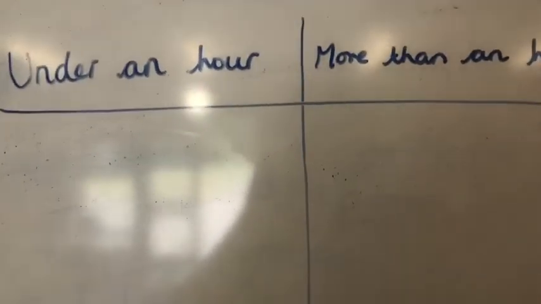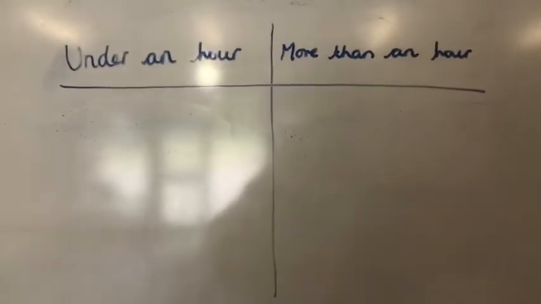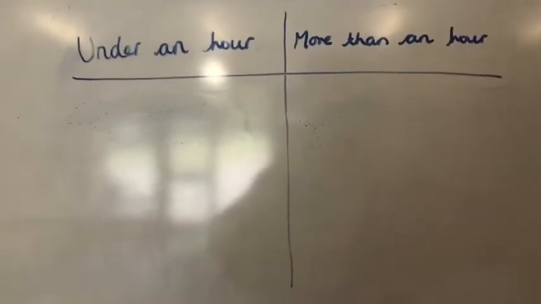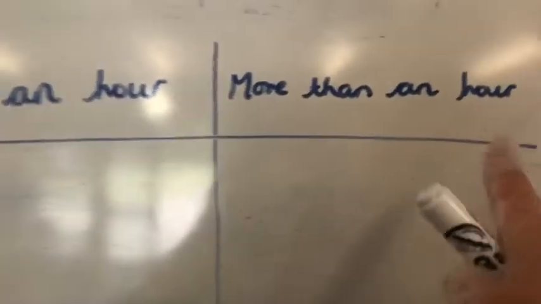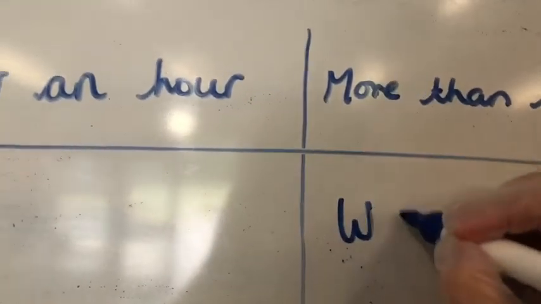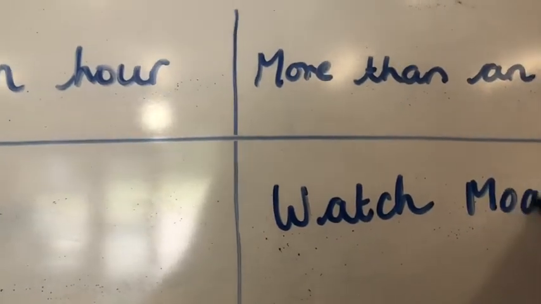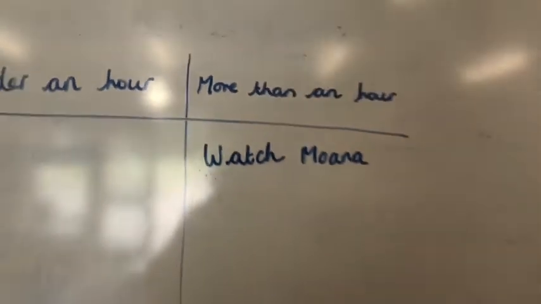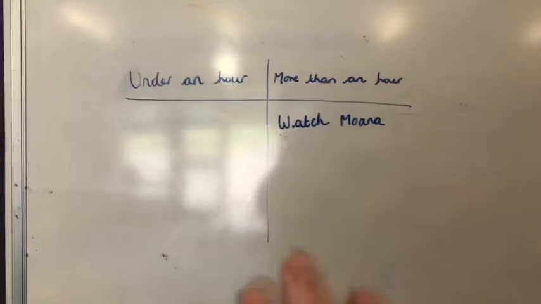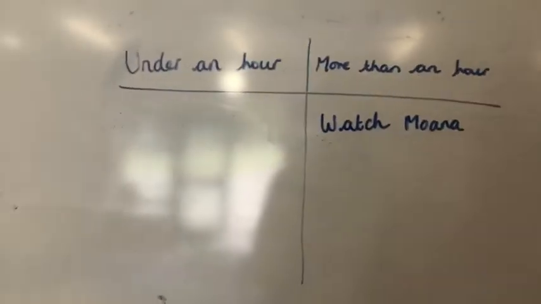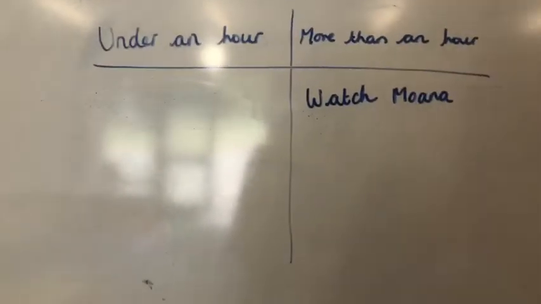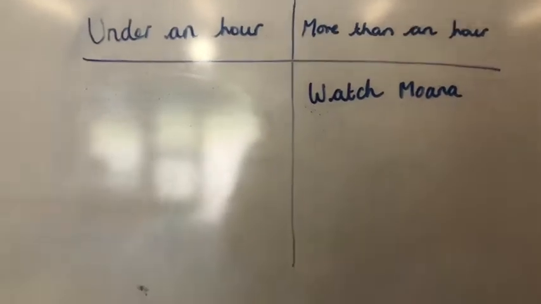So for example, if you were going to watch Moana today, I know this because I've timed it. Moana is actually on for more than an hour. So here I might put watch Moana, okay, because the amount of time that Moana is on is more than an hour. It's 70 something minutes. We know that there's 60 minutes in an hour, so it's much longer.